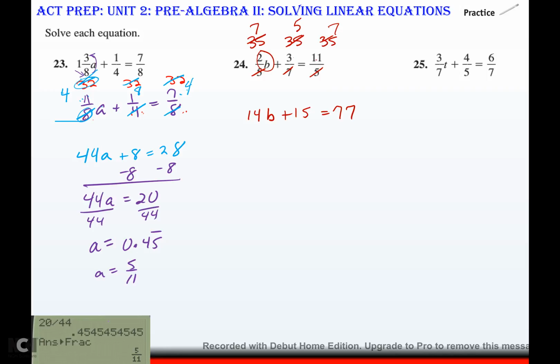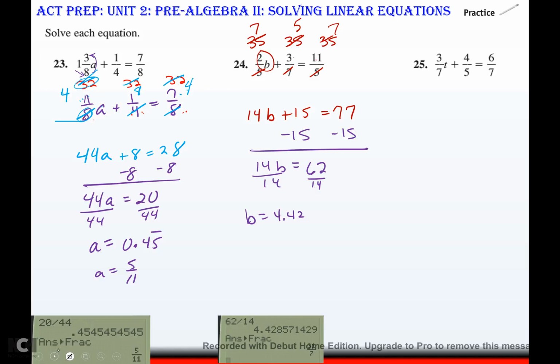So to get b alone, I'm going to minus 15. 14b equals 62. Divide by 14, and I get b equals 4.42, and so on. Or I can math enter it and say b equals 31 over 7, because it will reduce it. I don't know what that would be as a mixed number.